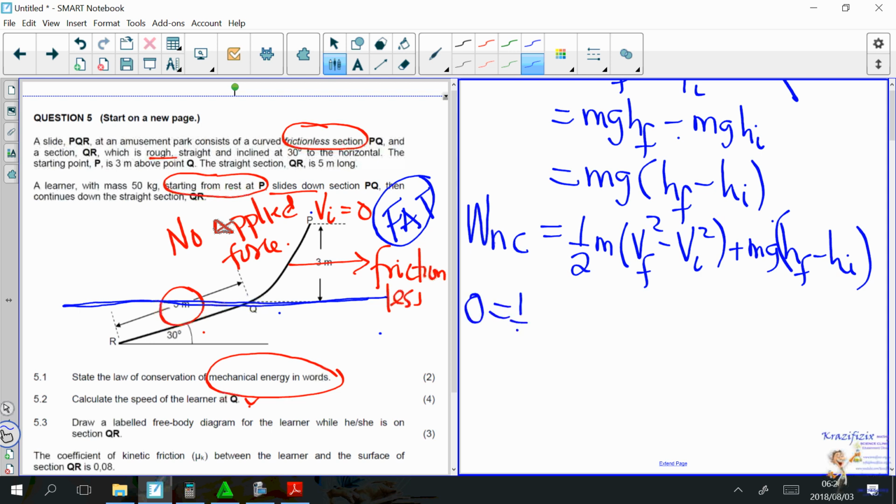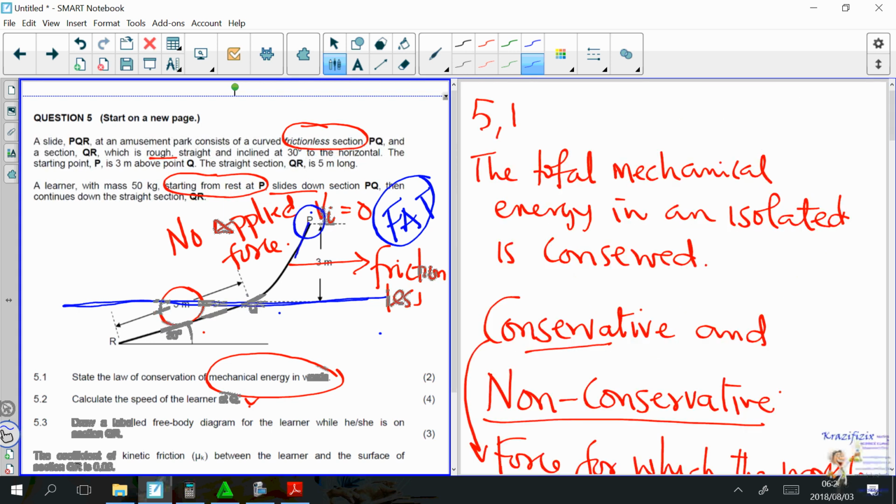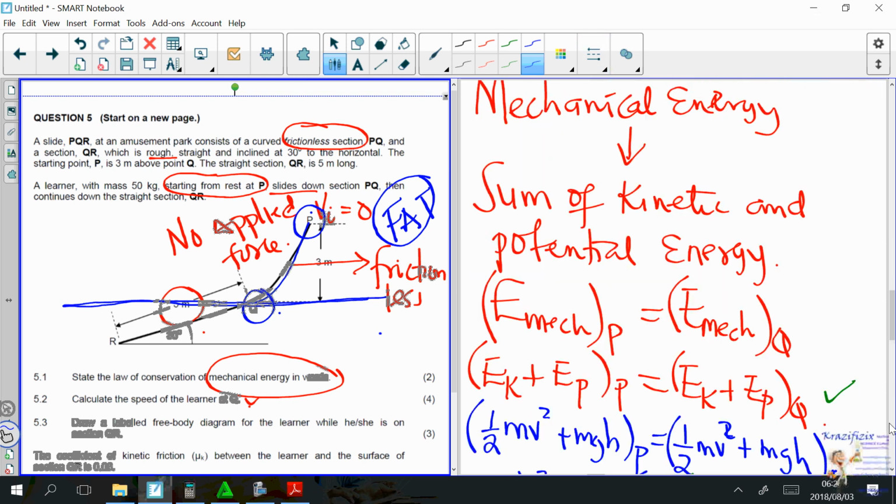Half of 50. What is the mass? 50. What is the final velocity? I do not know. What is my initial velocity? 0 squared. Plus, what is m? 50. What is g? 9,8. What is my final height? Now, the object is starting from here and going down. My final height is at Q, which is 0.